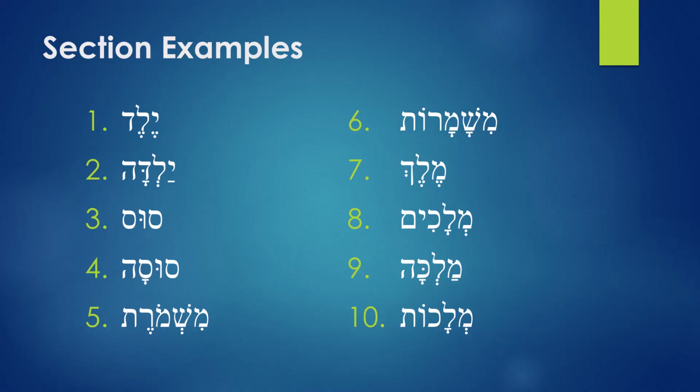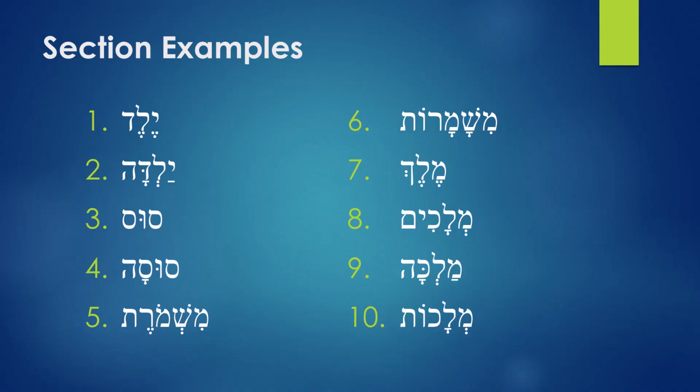Alright, on the first one we have the word yeled. Again, that's a segolate noun. It has two segols under it. So you're not going to emphasize the last part. You're not going to say yeled, you're going to say yeled. Yeled means boy.